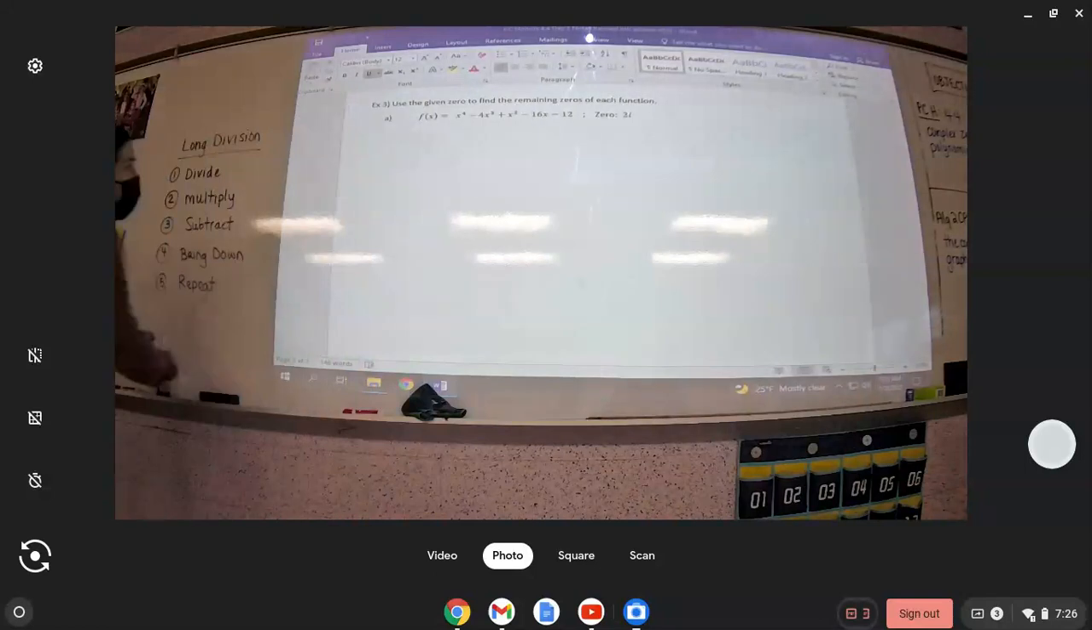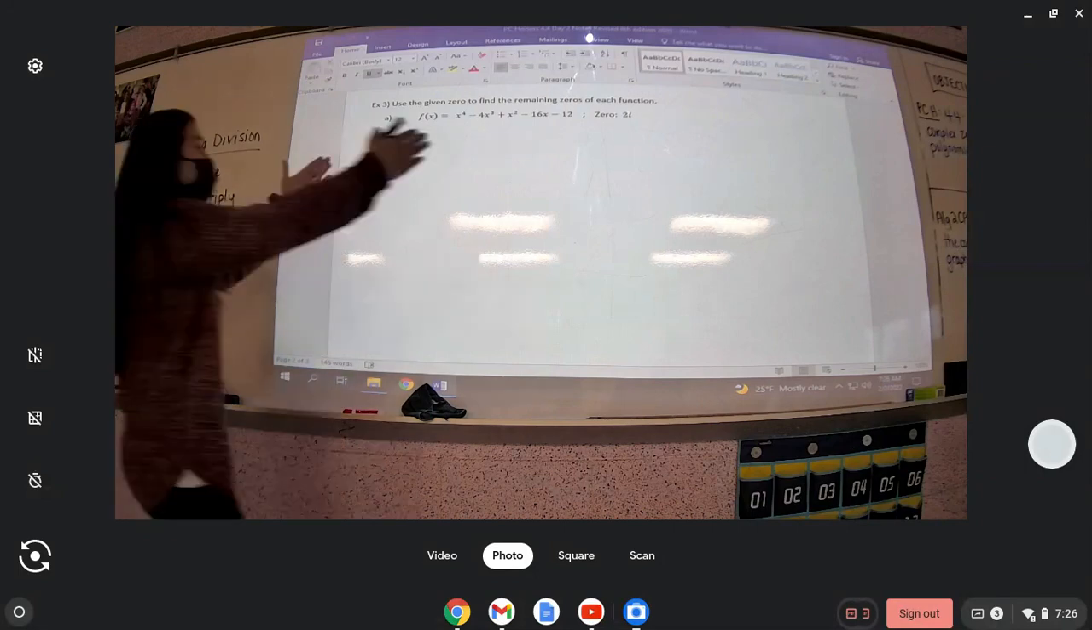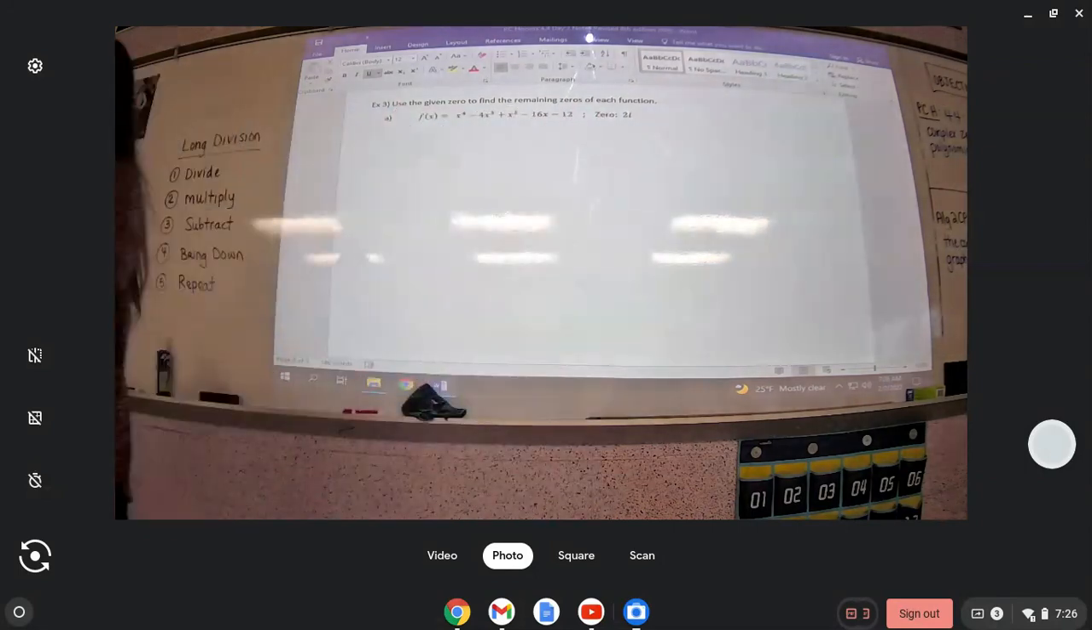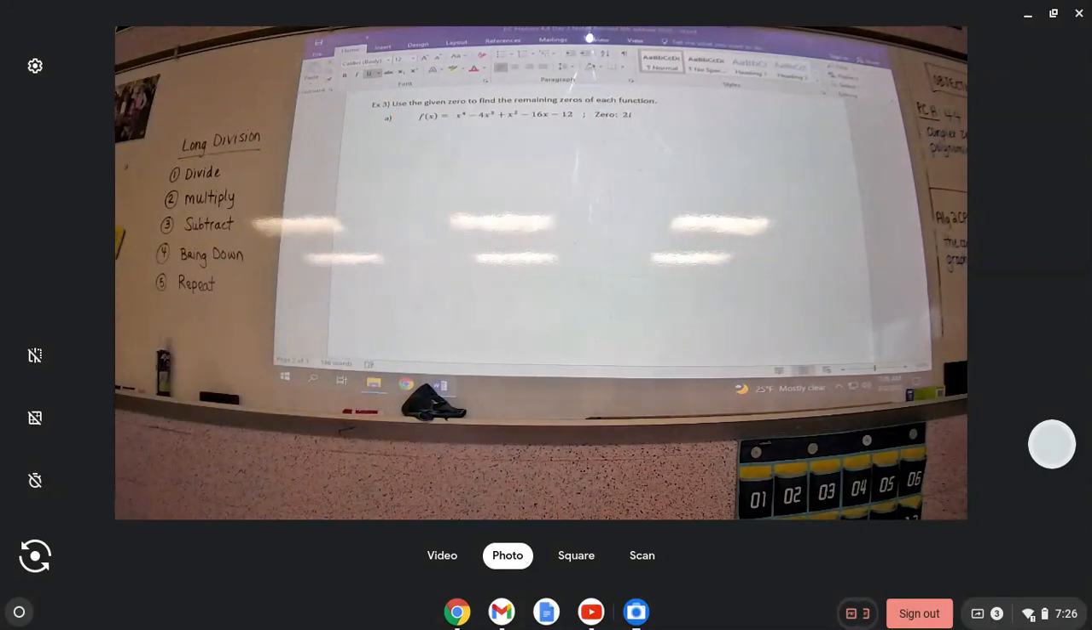All right, so example 3 says, use the given zero to find the remaining zeros of each function. So guys, they're going to give you a polynomial function, and they're going to tell you one of its zeros. We've seen this before. It's helpful. If they're willing to tell you a zero, then you know that zero creates a factor, and a factor will divide evenly in. And then you can divide it in, and you can start using your synthetic to break that polynomial down to a lesser degree.